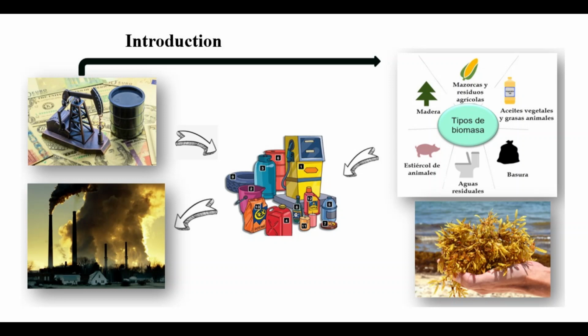Since many years ago, petroleum is the most important natural resource. It is used for the massive manufacture of different products around the world. As a consequence, large amounts of environmental pollution are generated.